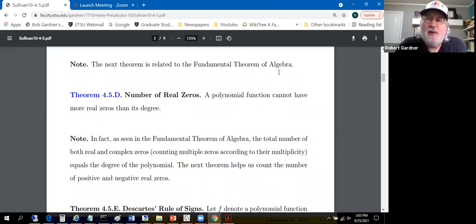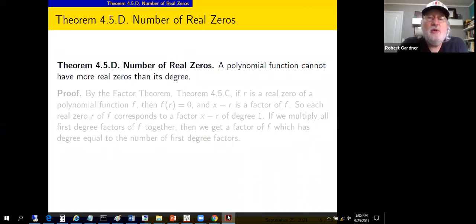So for the fundamental theorem of algebra, we have to have a discussion in the setting of complex numbers to really state it. But this is a step in that direction. We will address this in the next section. Theorem 4.5.d. All right. So the claim is related to how many real zeros a polynomial can have. It's no more than its degree, is the claim.